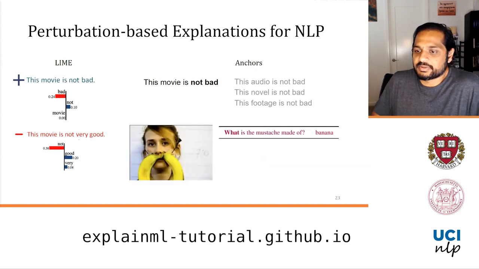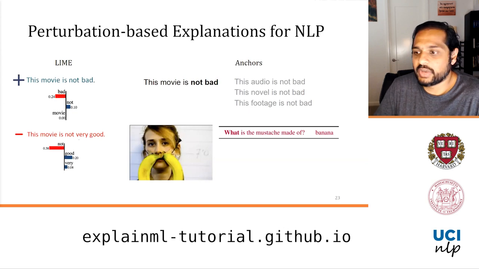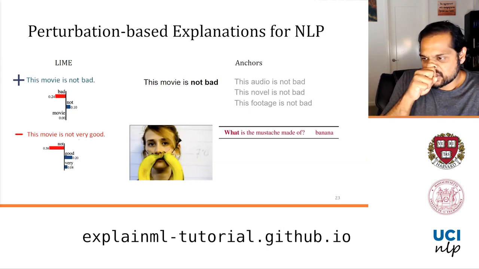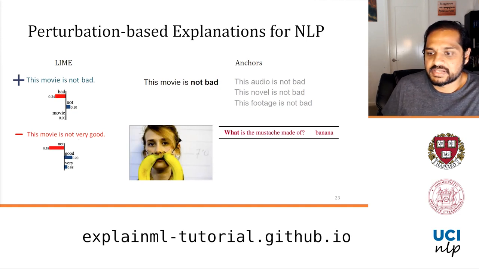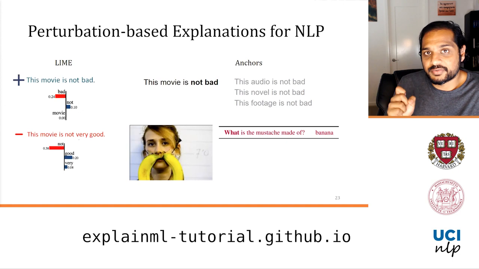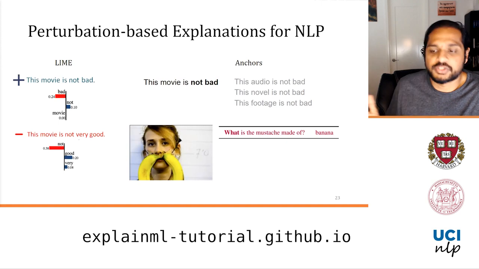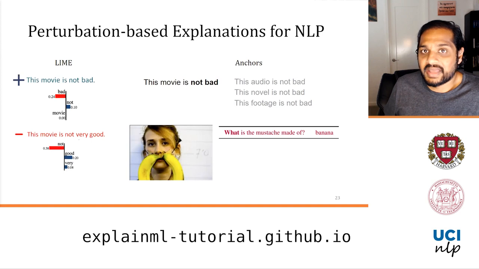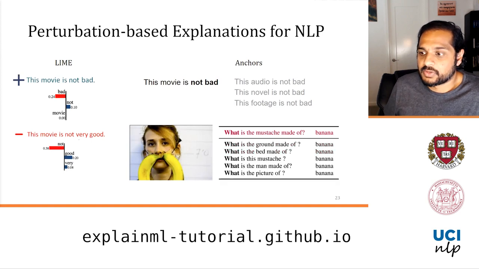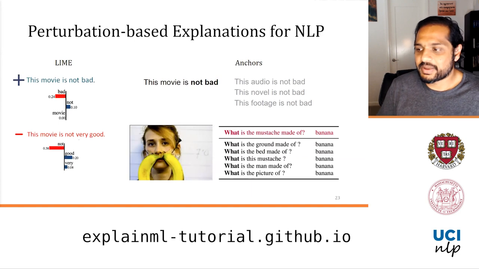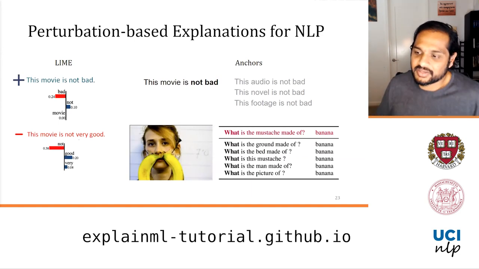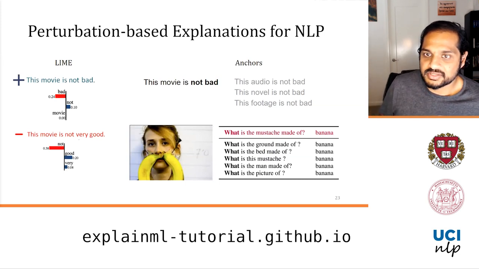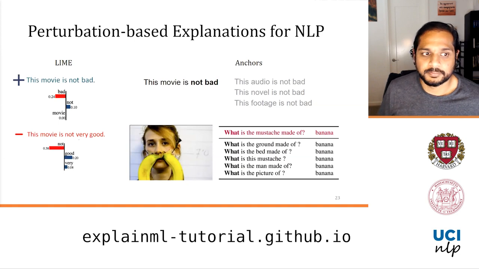Here's a nice example I've had for visual QA, where you have an image and you say, what is the mustache made of? The model says banana. Turns out the anchor word here is just the word what at the beginning of this question. And so most questions that start with what and have a grammatical structure like this one will have the answer banana according to this model. So you can say things like, what is the ground made of? What is the bed made of? What is this mustache? And all of the times the model says banana. And all of these questions are ones anchors uses when it's doing this optimization.